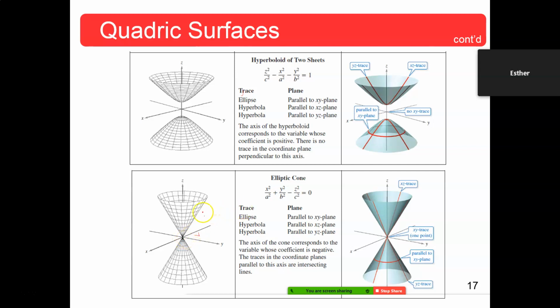Now, again, the traces parallel to the XY plane, perpendicular to the axis here, these are all ellipses. Every one of them has been so far an ellipse. They say here these are hyperbolas parallel to the YZ plane and the XZ plane. They don't show that very well here. In fact, they show it really, really, really poorly.